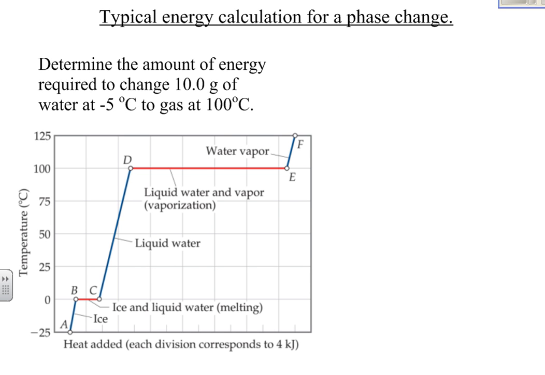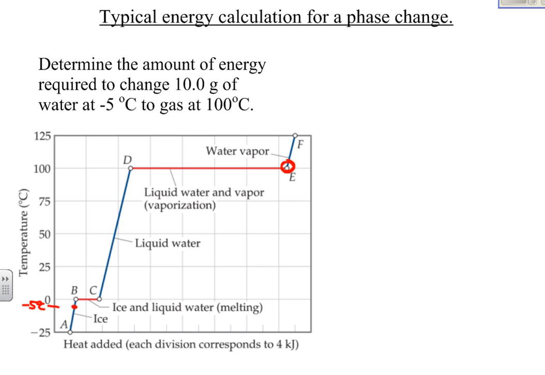The other thing we want to do from this graph is be able to answer quantitative problems. For instance, the one given here: determine the amount of energy required to change 10 grams of water at -5 degrees Celsius to gas at 100 degrees Celsius. What I'm going to do first is trace out this change on my graph. I'm starting at -5 degrees Celsius, which is about right there. Point E is my final point, the gas at 100 degrees.